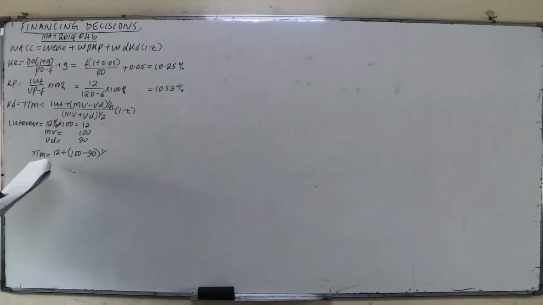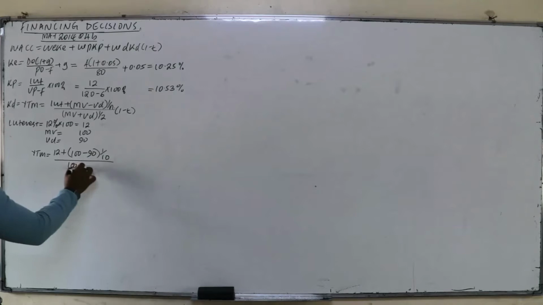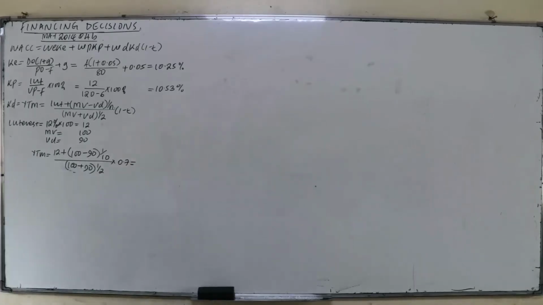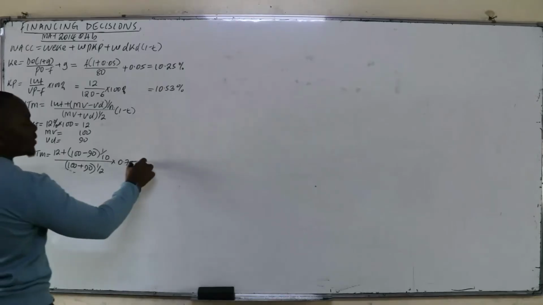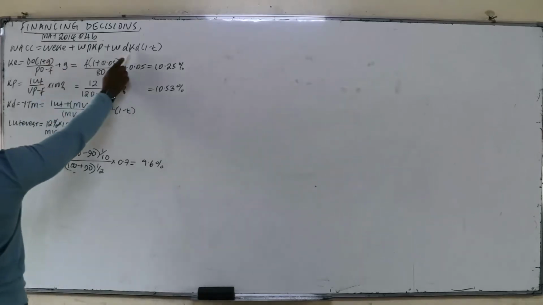N we are told is 10 years. Good. Then you divide by 100 plus 90, you get the average. 1 minus t is 0.7. In this case, we're given the tax rate. That one you take 13, you divide by 95 times 0.7 times 100. 9.6. 9.6%. So now we have the cost of equity, cost of preference, cost of the debt.